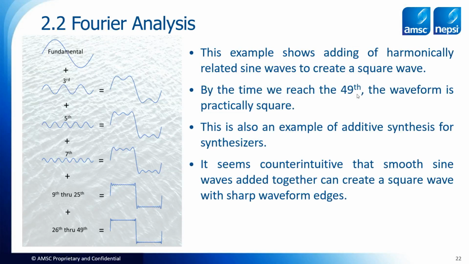This is also an example of additive synthesis, and this is exactly what some synthesizers will do to produce a fundamental note with overtones, right? The third, fourth, fifth, sixth, seventh harmonic. In this example, because this waveform is symmetrical about the zero axis, you only have odd harmonics: 3, 5, 7, etc.